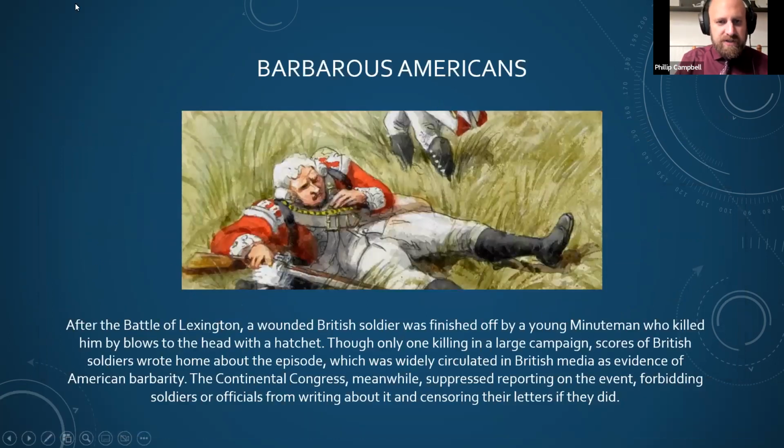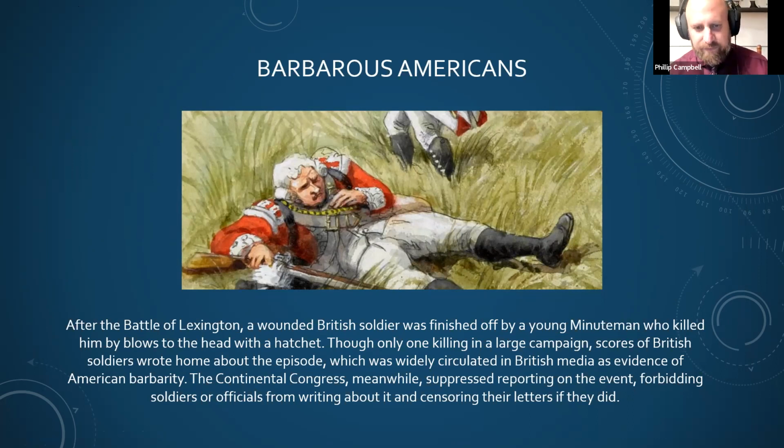Now, what is very interesting about the battles of Lexington and Concord is what the different sides chose to focus on. If you're American, you know that we chose to focus on, well, the Brits came to take our guns, they came to take our powder, and we stood up to them at Lexington and Concord and made a stand for our rights to self-defense and so on, which is true. But the British focused on the barbarism of Americans at these two battles.